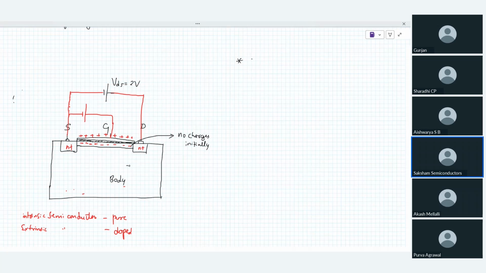But the condition to increase VDS. So basically, there are two conditions. One is if VDS is greater than VGS, and the other is if VDS is less than VGS. That means, let's say that VDS is 2 volt, and VGS you applied at 1 volt. What is going to happen? And VDS is less than 1 volt. So this is my case 1.